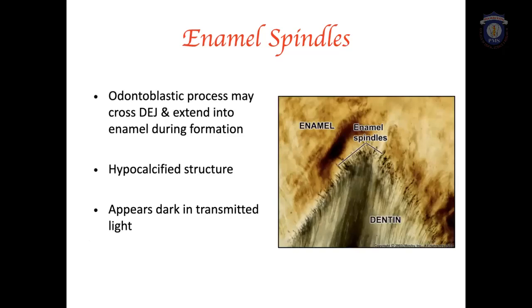Now moving on to the next, enamel spindle. Now enamel spindle is the odontoblastic process. As you all know, what are odontoblasts? Odontoblasts or odontoblastic processes are seen in dentine. This is the functional unit, or the living unit of the dentine, where dentinal tubules contain the odontoblastic process and the odontoblastic cell body.